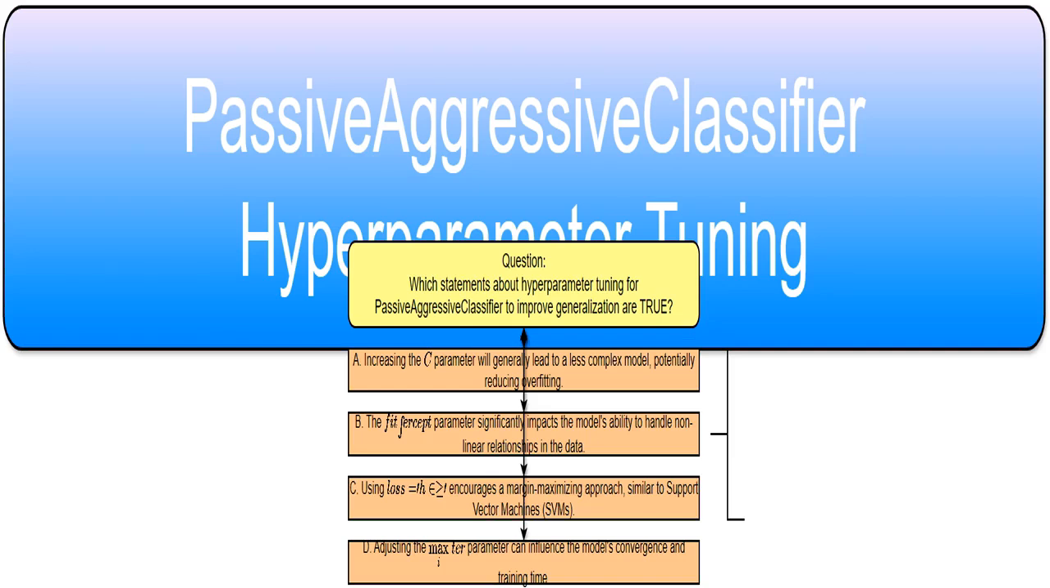This section's title tells us we're dealing with a machine learning model called PassiveAggressiveClassifier and how to adjust its settings, called hyperparameters, to make it work better. It's like tuning a car engine, you tweak different parts to optimize its performance.